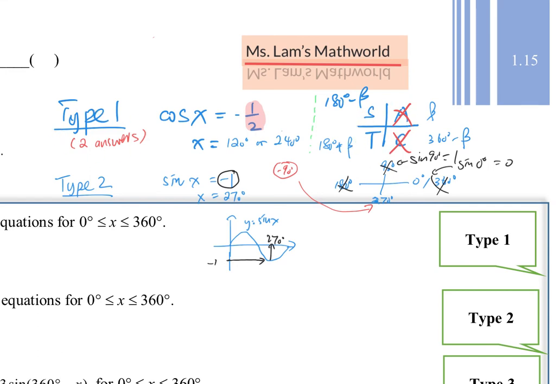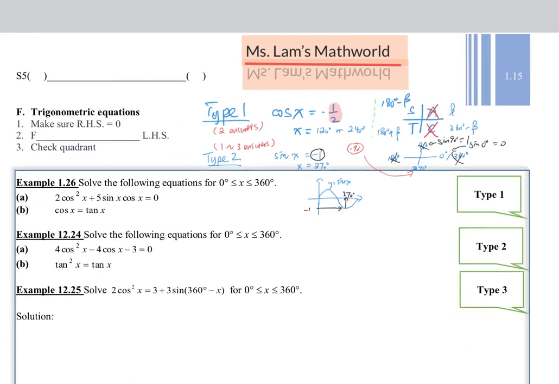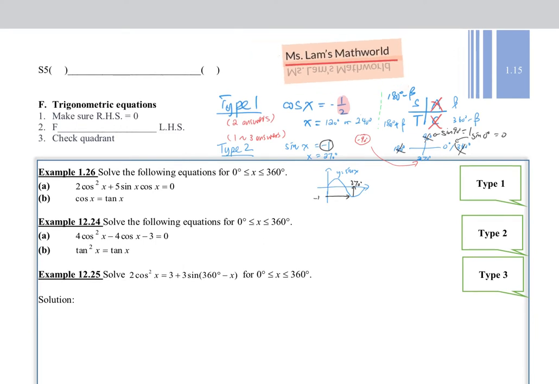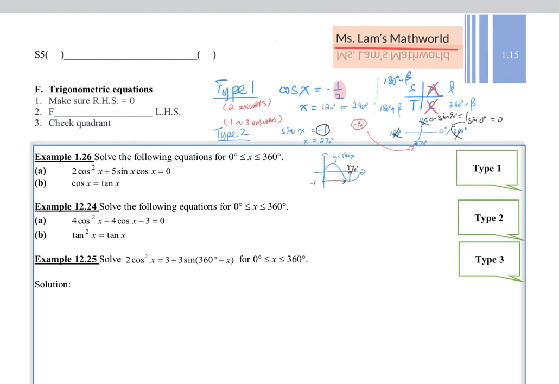But for type 2, we might not have only two answers. It might be just one answer, maybe two answers, maybe even three answers, if it is from 0 to 360 degrees. So you need to be careful of type 1 and type 2 first. Let us put the revision here, and if you want to have a look at it, you may use it again, right?